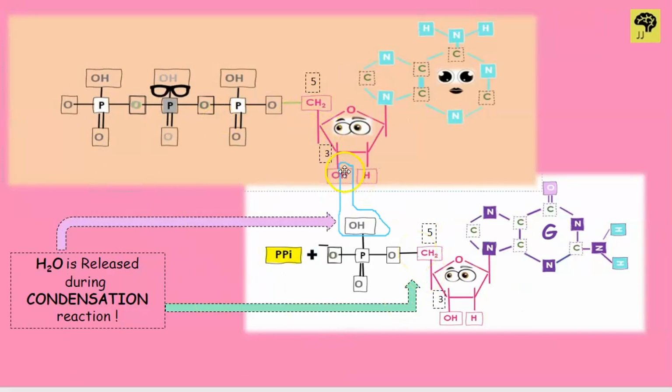So the H, the OH and the OH bond, and here H2O is released. Okay, and we are just left with the O. That is, the O bond is present between the third carbon of the pentose sugar and the phosphate. Okay, so H2O is released during a condensation reaction. That is when two molecules come together, and when H2O is released, it is known as a condensation reaction.